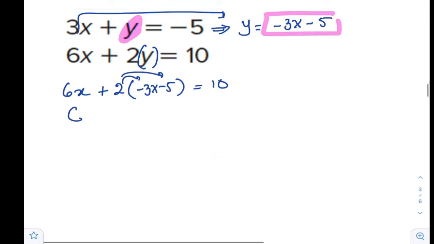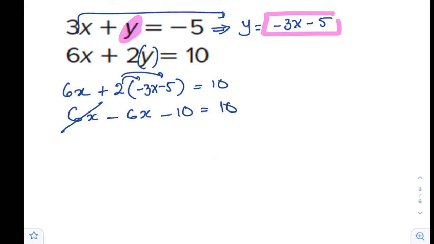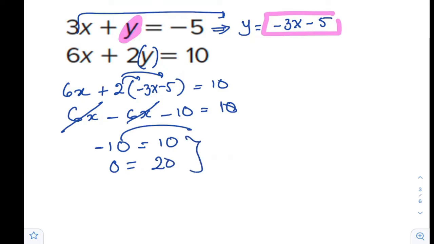And I will use distribution. 6x minus 6x is 0, we end up with minus 10 equals 10. Even if you take this here, it will be 0 equals negative plus 20. It will lead to this one. In both cases, you can stop here or there. We have two sides free of variable x. No variables are there. And these sides are not equal to each other. So this is a false statement. That means there is no solution, or the solution is phi. It means the lines were already parallel to each other.